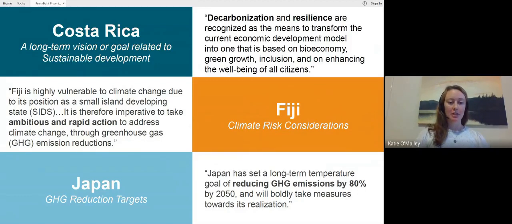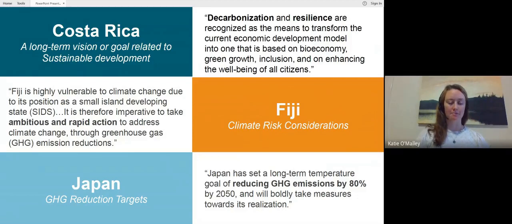Fiji has a particularly interesting LTS because it's a small island nation facing complex climate threats and vulnerabilities. Fiji aims to address climate risk considerations and reach net zero carbon emissions by 2050 across all sectors of its economy through pathways defined in the LTS. We've also added a copy of Fiji's LTS to the Google Drive, as it may be helpful for some island nations as an example.